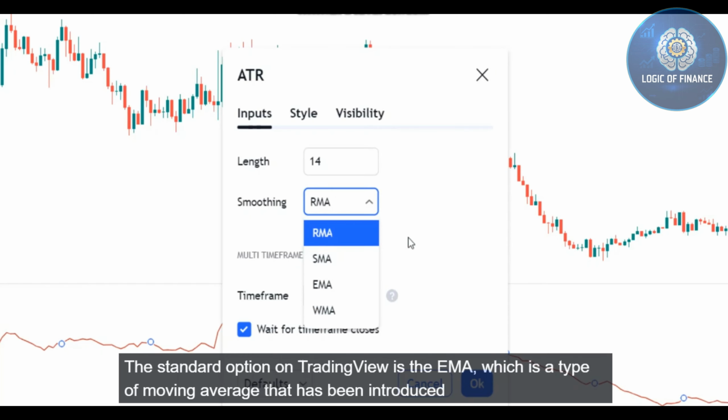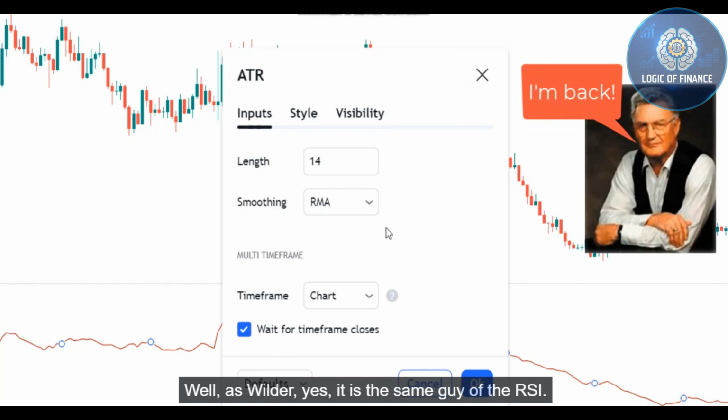The standard option on TradingView is the RMA, which is a type of moving average that was introduced for the first time by J. Wallace Wilder. Yes, it is the same guy of the RSI.